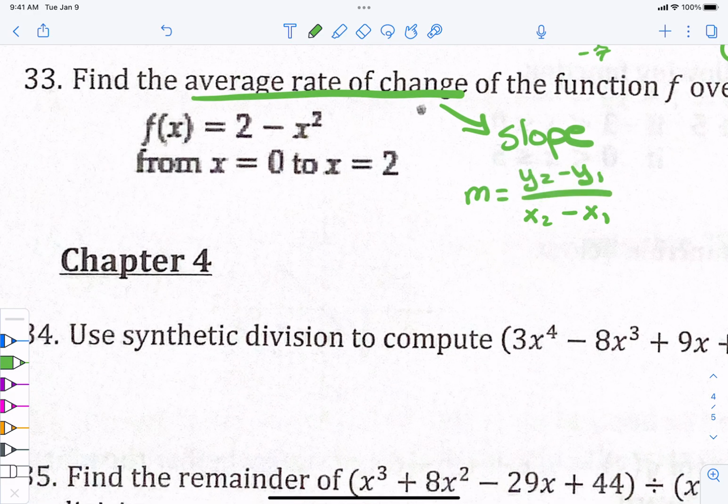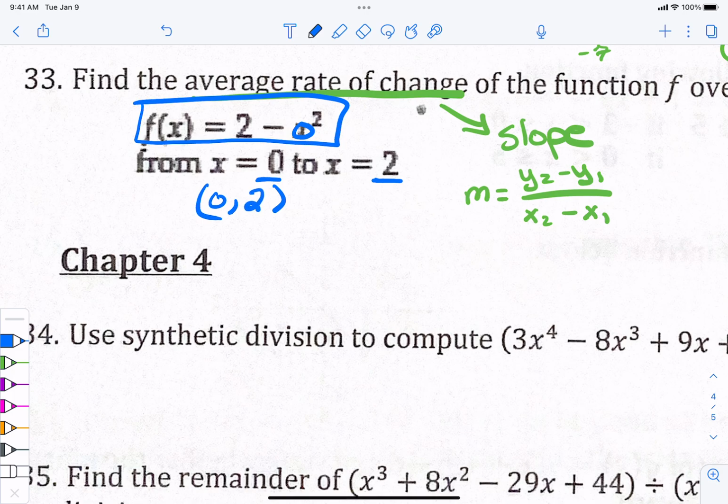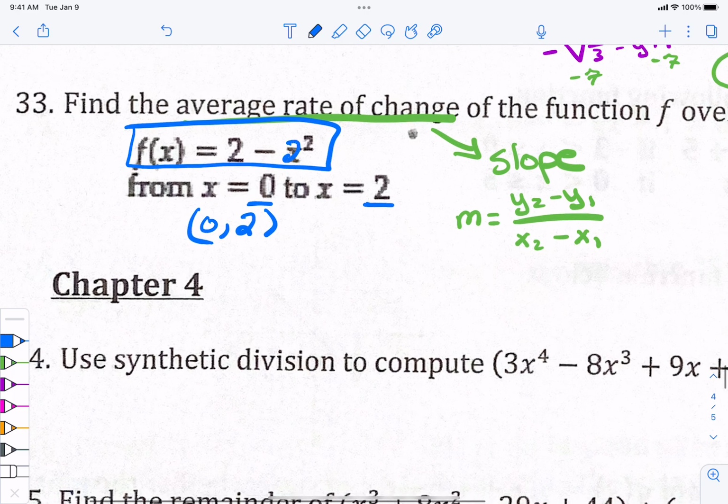Okay, now look at what I'm given. They give me the function, and they're saying when my x's start at 0 and my x's go to 2. So I have x's, but I have no y's. I can plug those in to find the y's, right? f of x, they give me the output, like the rule for the y's, right? So if I plug 0 in, this would be 0 comma something. If I plug 0 in, I get 2. If I plug 2 in, 2 minus 2 squared, negative 2. Do I need to write any more work down than that?